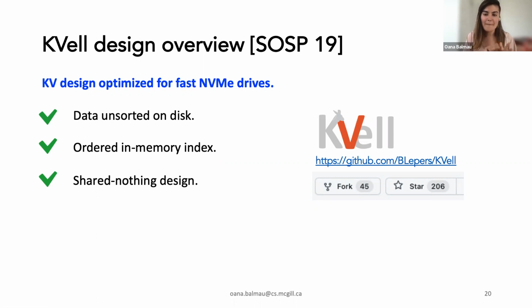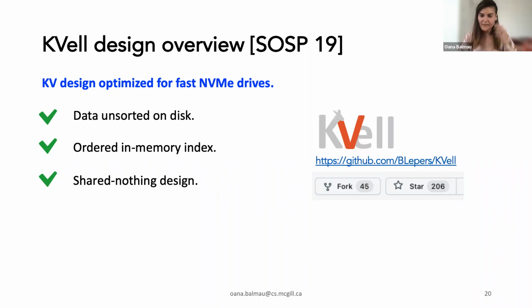The three main principles in KVell are not sorting data on disk. And this we can do because of the guarantees provided by fast drives and efficient random writes, basically. That's what allows us to keep the data unsorted on disk. We have an ordered in-memory index, however, for running scans. And we do sharding to increase parallelism.